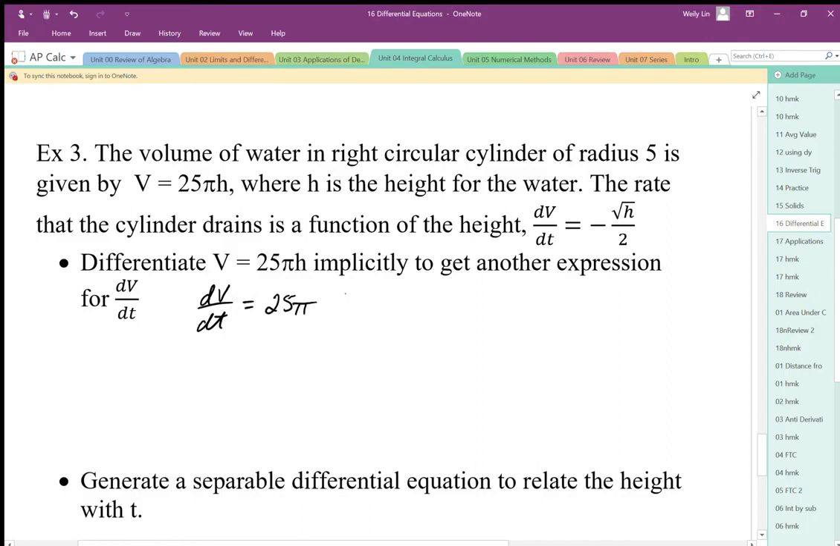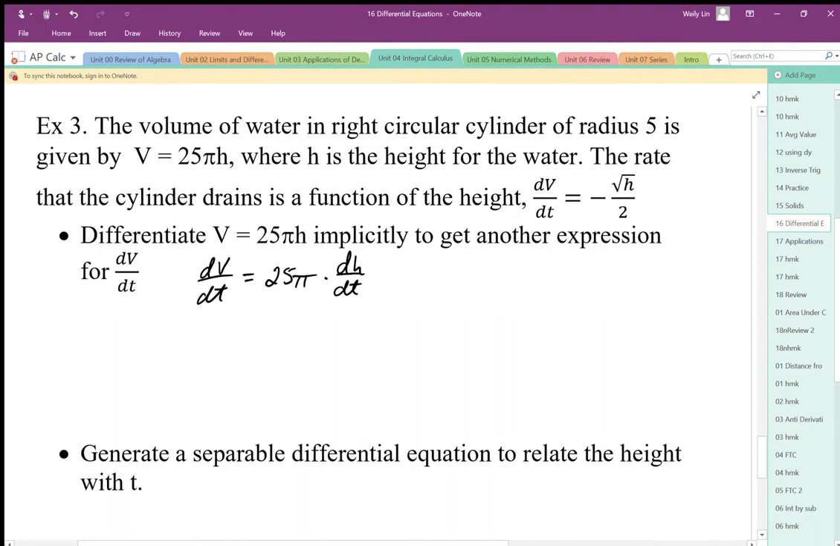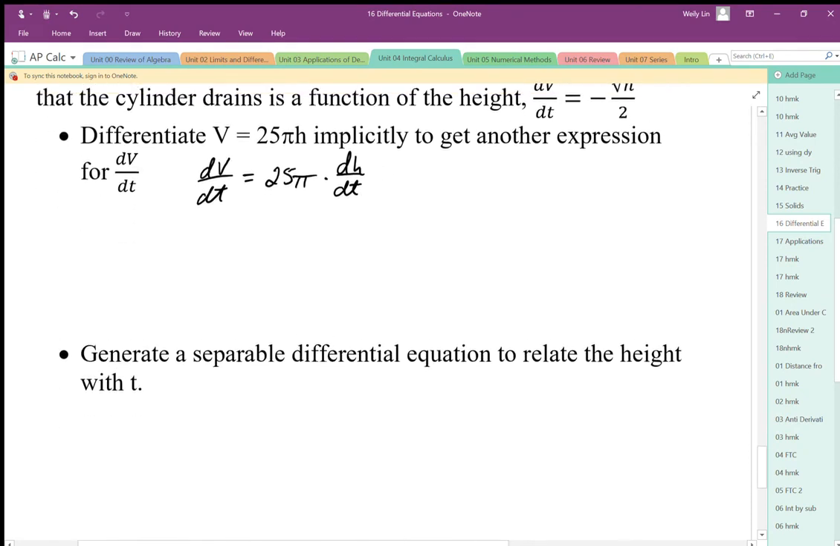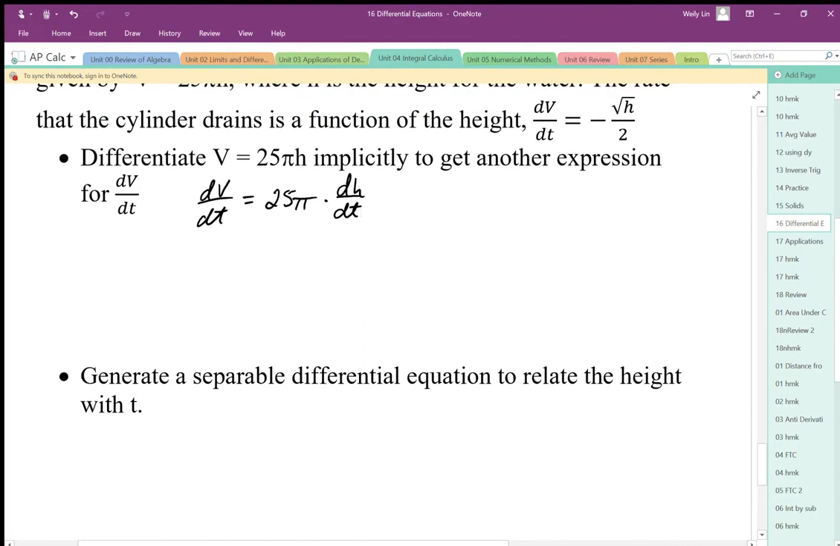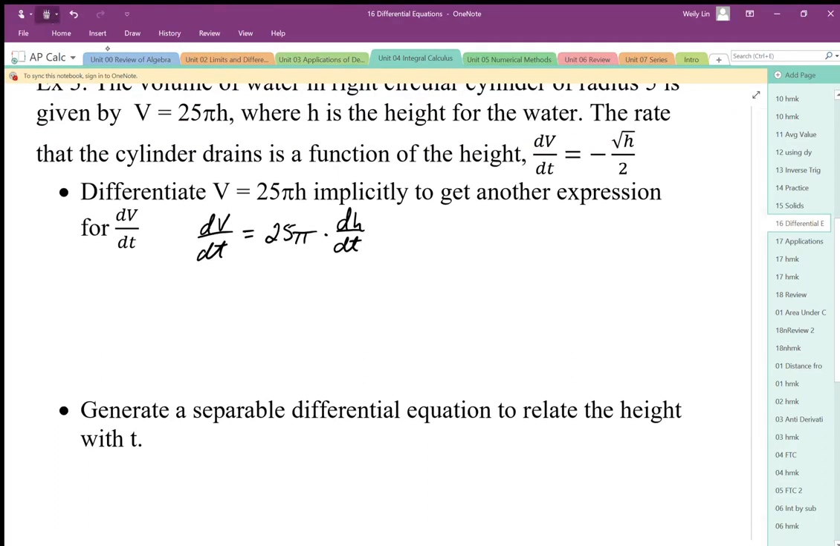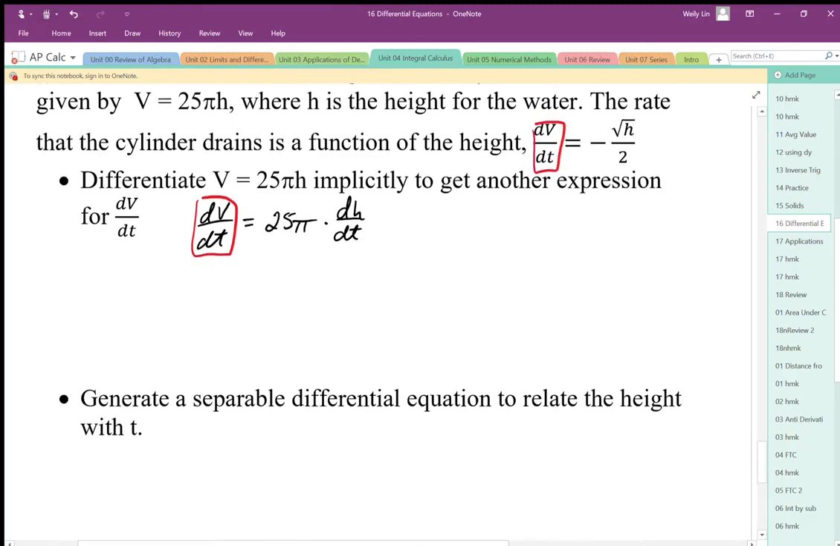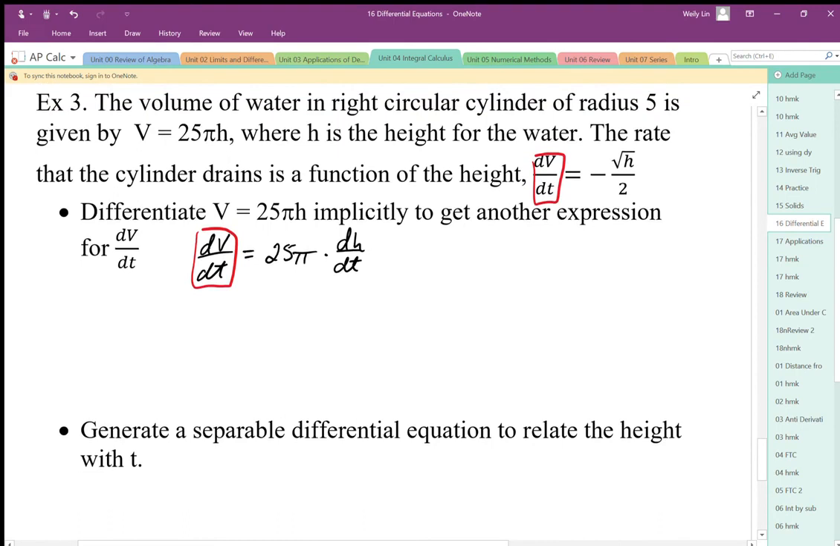But h is an embedded function of time, so we're going to then do dh by dt, using the chain rule and treating h as an embedded function. So there's our other expression. Now the nice thing is we have our dh here and an h variable here. So we can set up a separable differential equation, because both of those expressions are equal to dV by dt. If they're both equal to dV by dt, we can make them equal to each other.